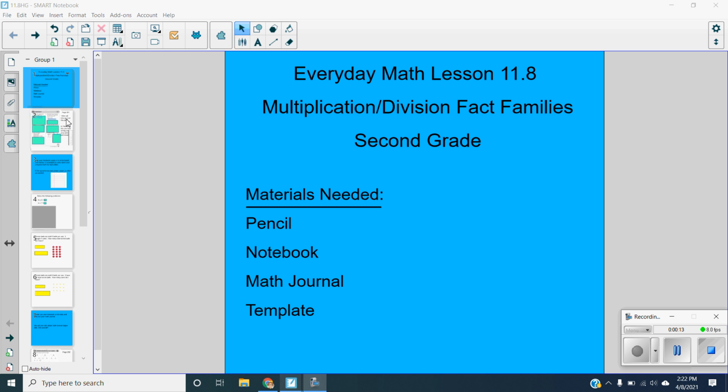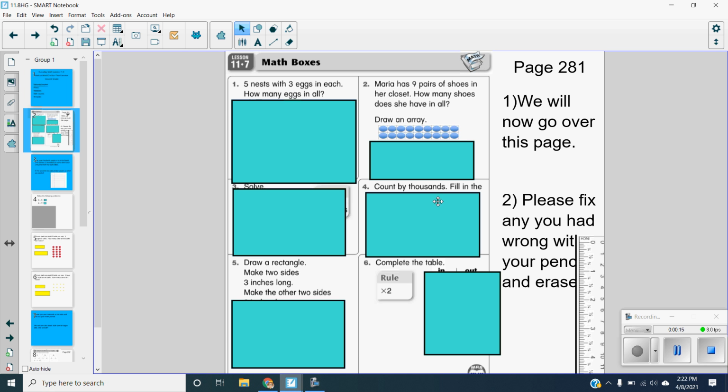Let's get started. The first thing that we're going to do is go over our math boxes from the previous lesson. So if you can open up your math journal to page 281. If you're noticing that you have any mistakes, please fix those with your pencil and eraser.